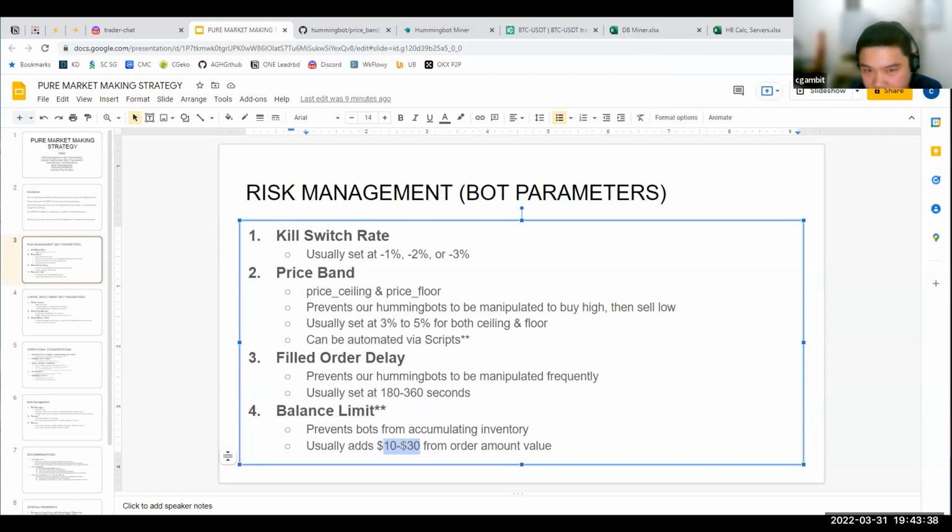Because in every sell order filled, we wanted the bot to have something left to continue placing orders at both the sell and the buy side. So at least there's something left, like $10 or $20.